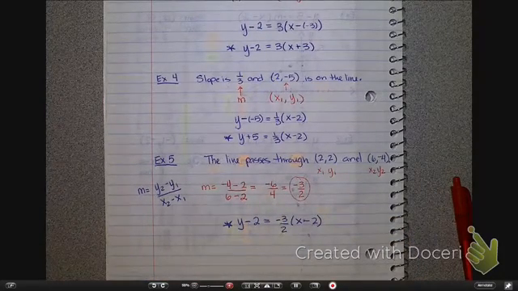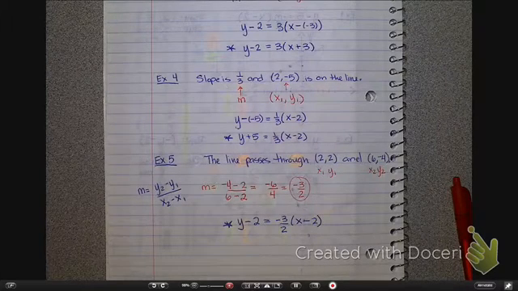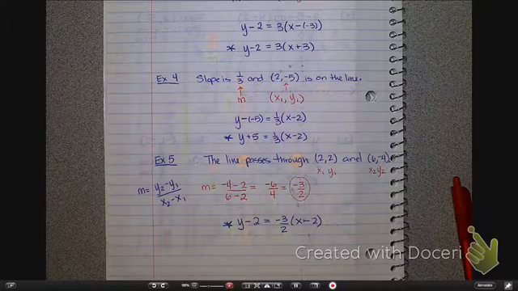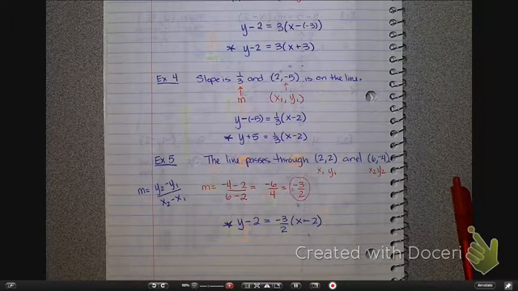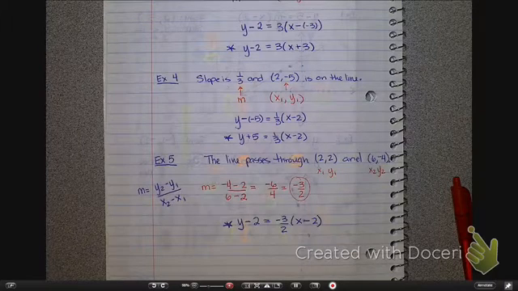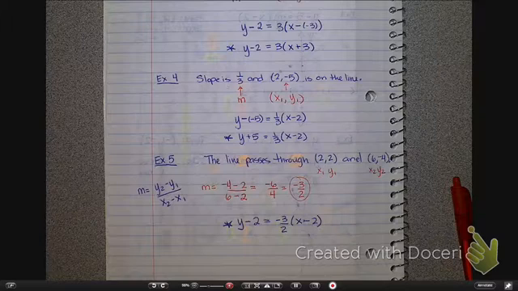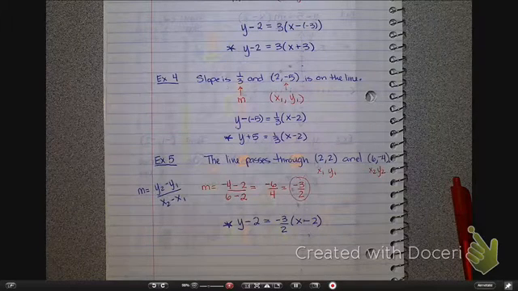So if they only give you 2 points, you have to do one extra step, which is finding the slope first. Okay? But that's a step you guys already have learned how to do last module. So this is something that's kind of a review, finding the slope using the formula.